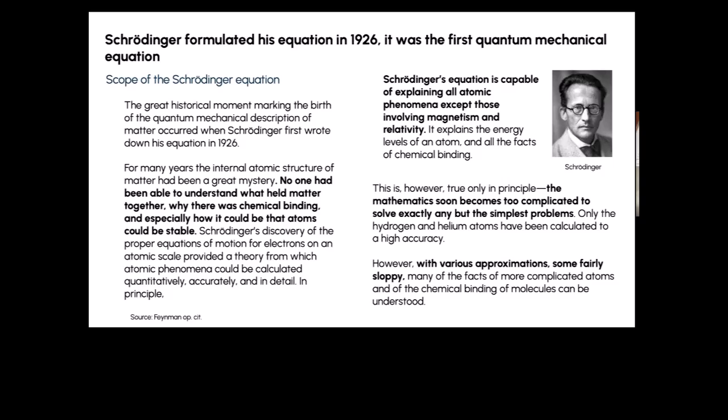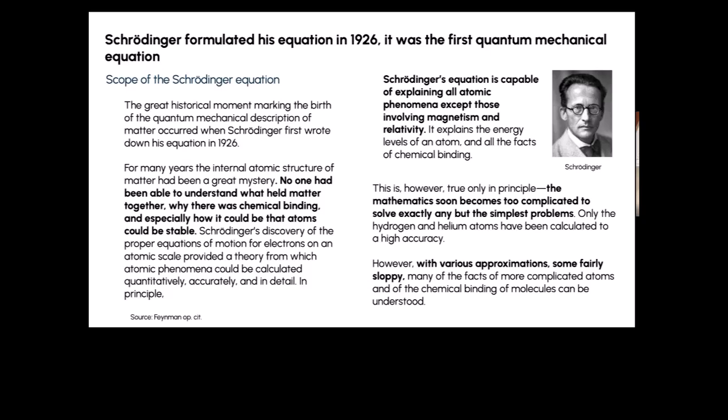And so this evolution from the Stern-Gerlach apparatus to Schrödinger finding his famous equation took only 5 years. And it was a great historical moment marking the birth of the quantum mechanical description of matter. It occurred when Schrödinger first wrote down his equation. For many years, the internal atomic structure of matter had been a great mystery. No one had been able to understand what held matter together, why there was a chemical binding, and especially how it could be that atoms could be stable.